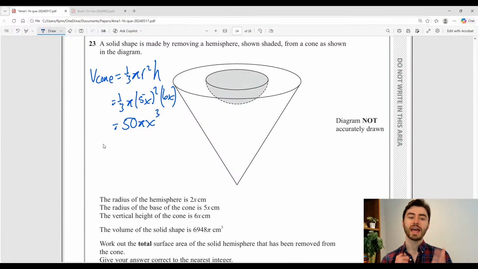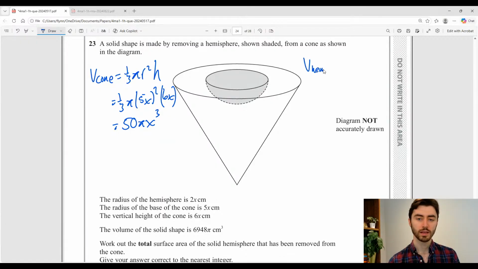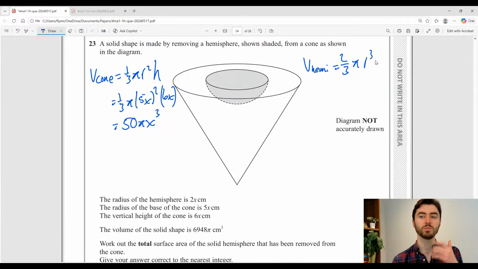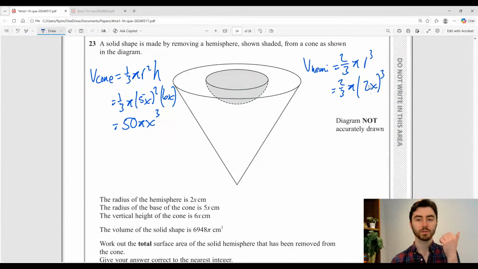The volume of the hemisphere is half the volume of a sphere. The volume of a sphere from the formula book is 4/3 pi r cubed. So dividing that by 2, you're going to get 2/3 pi r cubed is the volume of the hemisphere. So that would be 2/3 pi times the radius of the hemisphere cubed. Now 2 cubed is 8, so that becomes 16/3 pi x cubed.